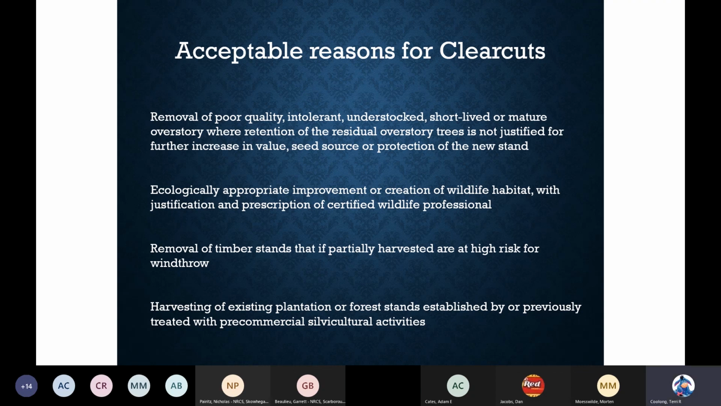You can remove timber stands that, if partially harvested, are at high risk for wind throw. Things like balsam fir that's on a kind of a poor quality site. If you go in there and start picking through it, it might all blow down. So that's an acceptable reason. And then harvesting of existing plantations or forest stands that were established by or previously treated with pre-commercial silvicultural activities. So one of these 4 reasons has to appear in your plan for your clear cut, and then you have to meet all of these other standards that are in Chapter 20.